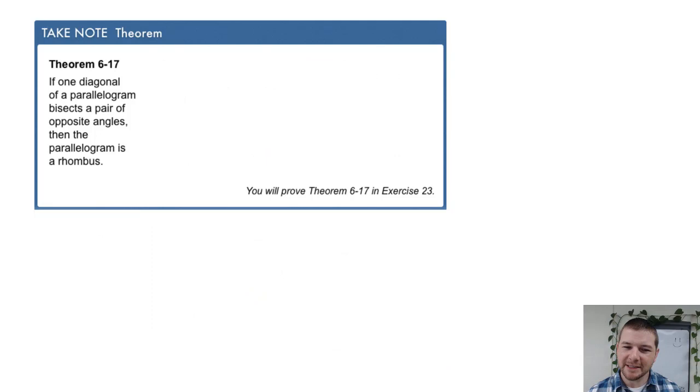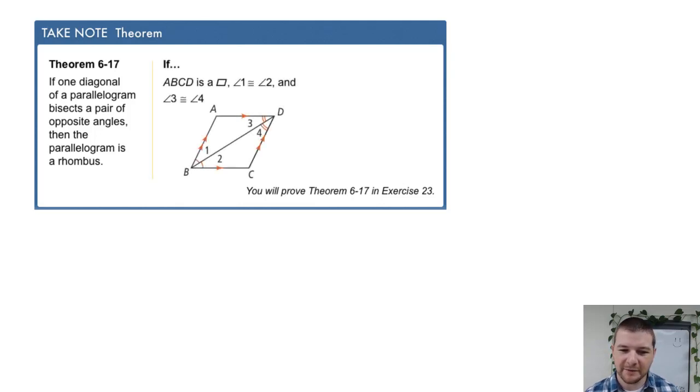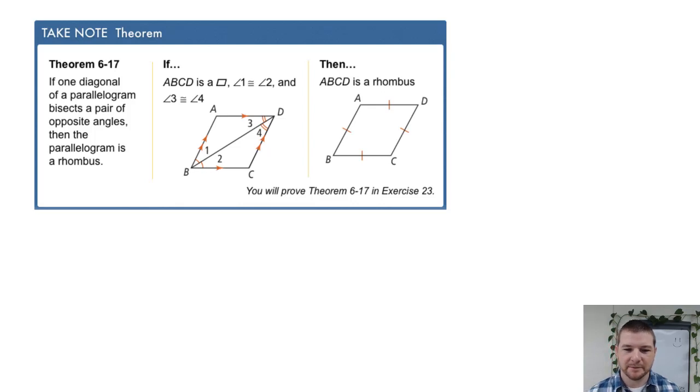Theorem 6.17 states, if one diagonal of a parallelogram bisects a pair of opposite angles, then the parallelogram is a rhombus. So if, in the diagram, ABCD is a parallelogram, angle 1 is congruent to angle 2, and angle 3 is congruent to angle 4, then ABCD is a rhombus.